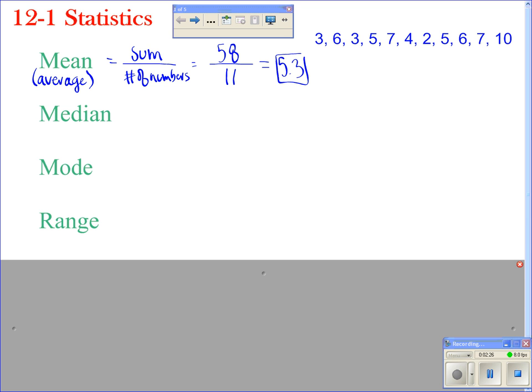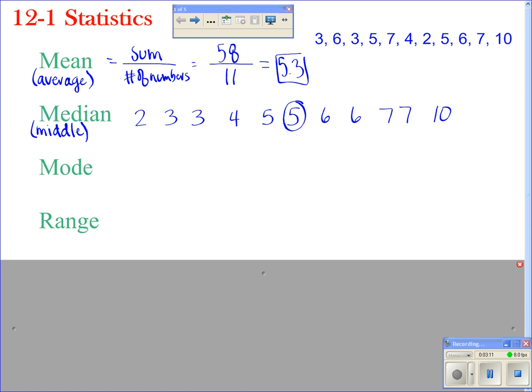What's another way to think of the median? Middle, the middle number. Okay, what do we have to do in order to find the middle number? Yes, smallest to largest. So we've got 2, 3, 3, 4, 5, 5, 6, 6, 7, 7, 10. Okay, so the middle number, we have an odd number of numbers, so it's actually one of the numbers in the list. That would be your median.